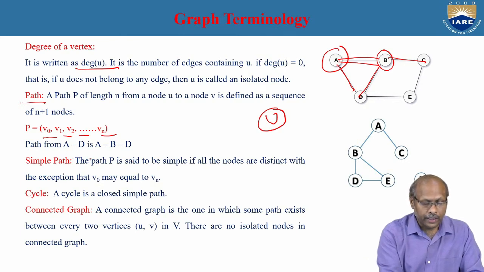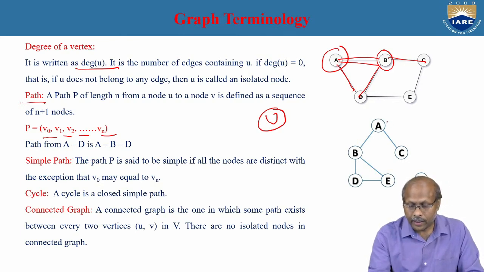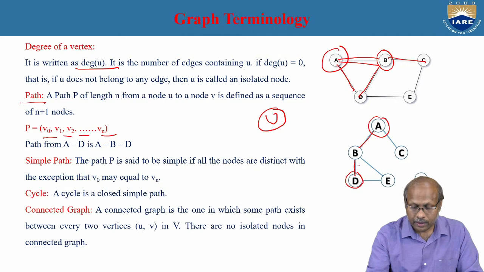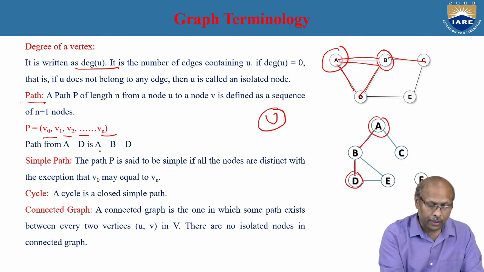Path from A to D is A to D. So you can go from here and you can go from here. So this is the path from A to D: A to B, B to D. So this is one of the paths.